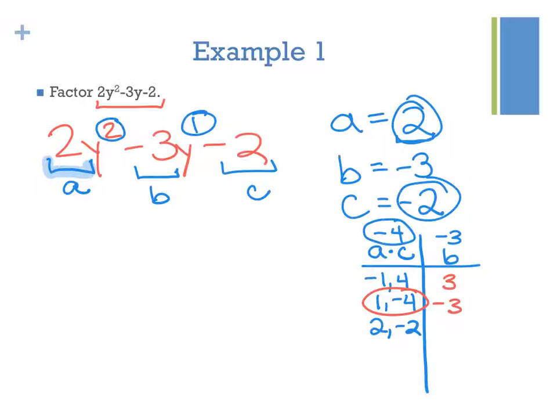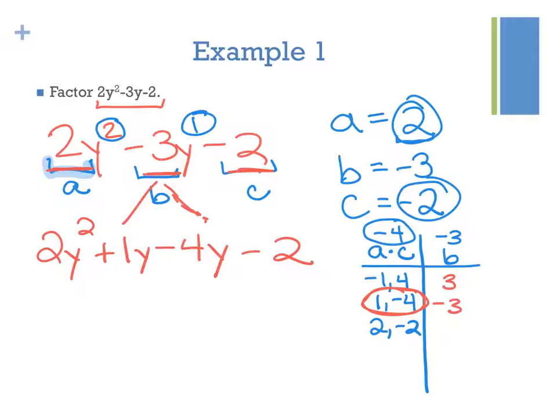Currently we have a trinomial because there are 3 terms here. This magic pair of 1 and -4, we are going to use that to break apart the middle term. So we have 2y squared, and instead of -3y, we're going to rewrite that as +1y and -4y, and then leave the constant at the end. So the first term and the last term go unchanged. These pairs that we came up with in our table are used to break apart the middle term and rewrite it as 1y minus 4y.